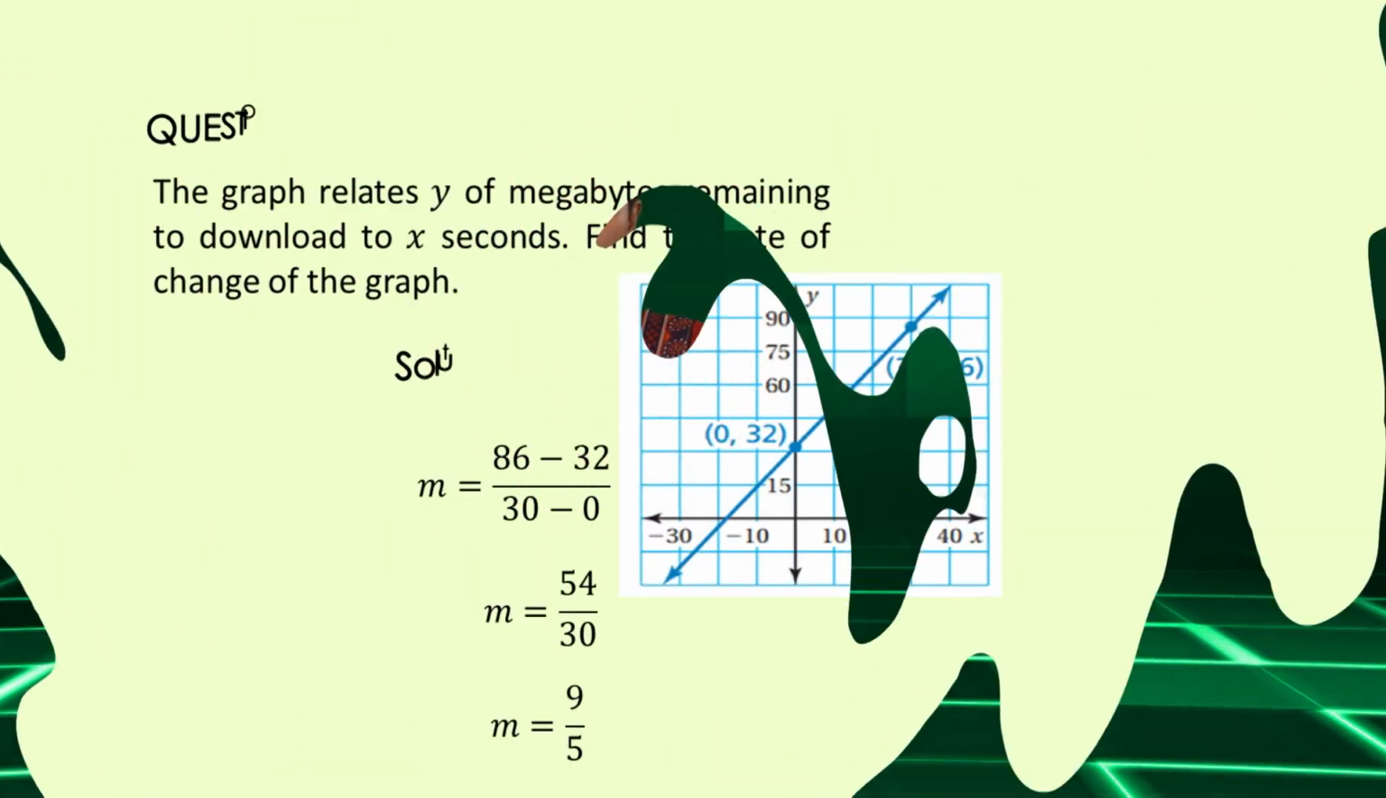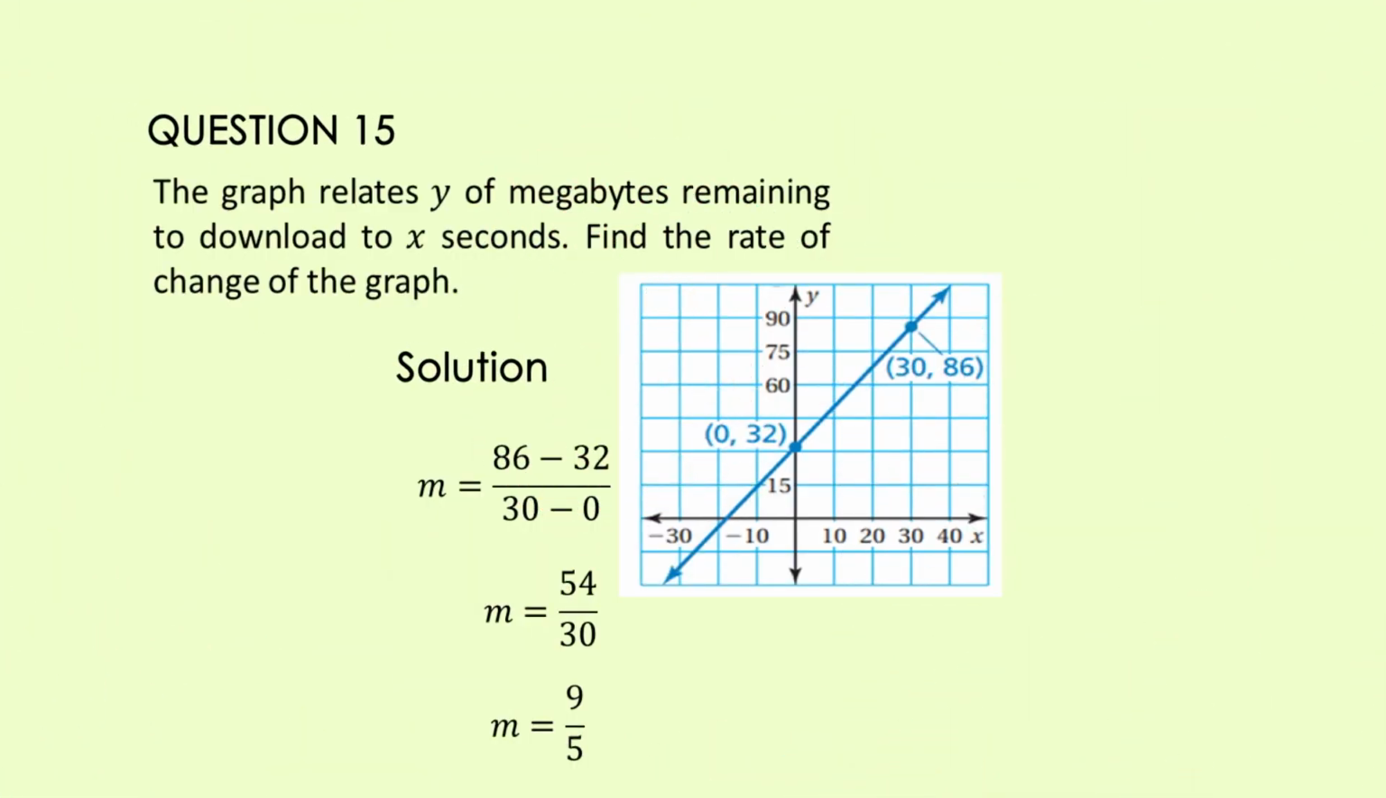We are going to solve gradient problems involving real-life situations. The graph relates y megabytes remaining to download to x seconds. Find the rate of change of the graph. Here, you need to understand that the rate of change of the graph is the gradient of the straight line. Both carry the same meaning.